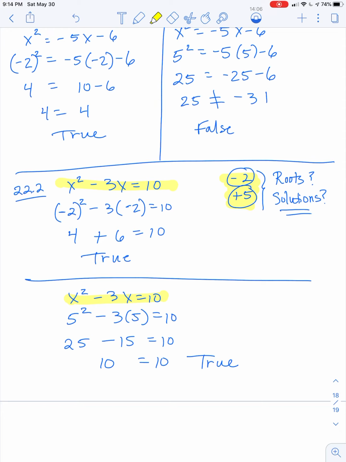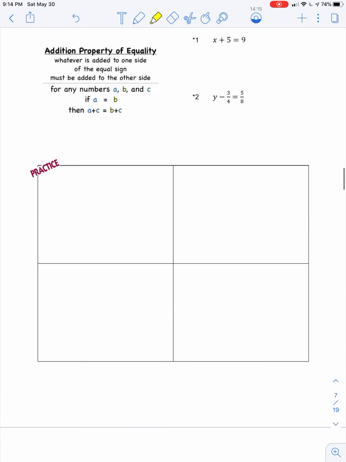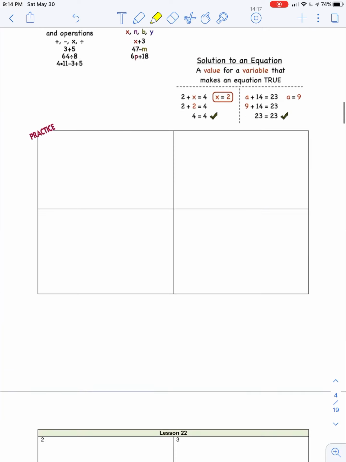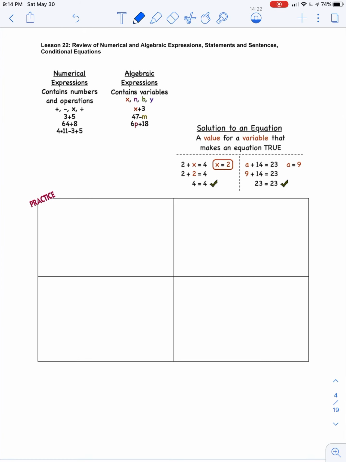Okay, and that sums up the entire lesson for today as far as the teaching. So let's go back up. I'm going to scroll way up to the top here where lesson 22 begins. All right, so let's look here.